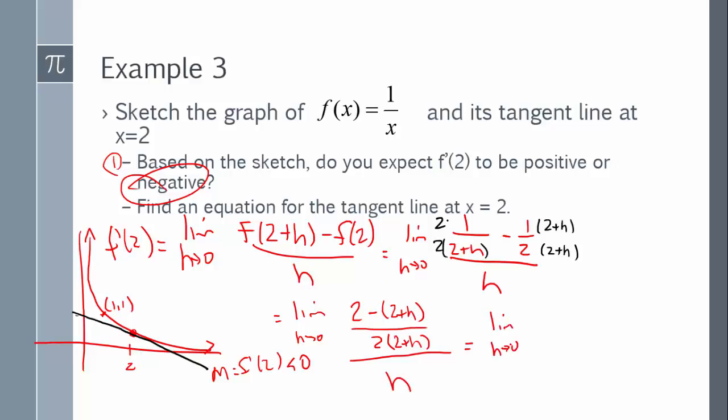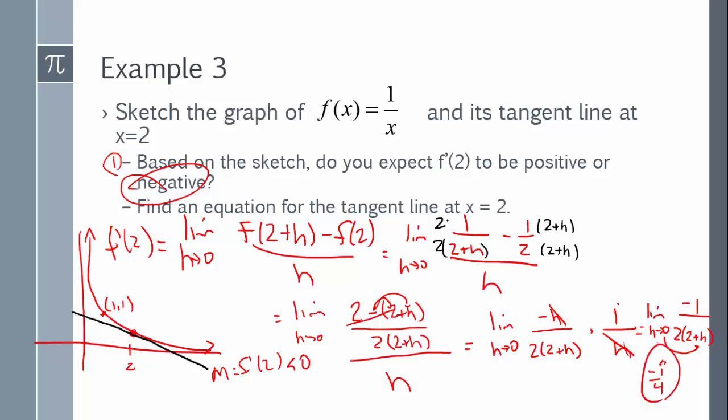Limit as h approaches 0. Well, if I distribute my negative sign, I get 2 minus 2, which cancels, and then a minus h over 2 plus h. Then dividing by h is like multiplying by 1 over h. Oh, look, the h's cancel. So now I just have the limit as h approaches 0 of negative 1 over 2 times the quantity 2 plus h. When I stick the 0 in for h, I'm going to get negative 1/4.